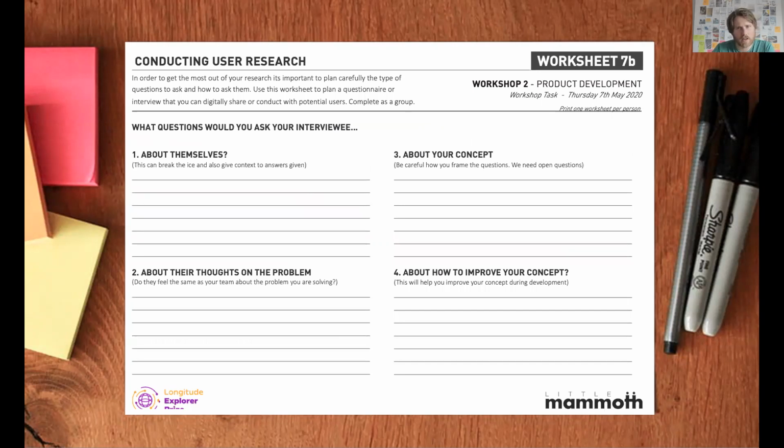And the second sheet goes on to ask you to think about the actual specific questions you're going to ask. So we've broken this down as if you're going to talk to an interviewee. So first of all, ask about themselves. You can use this as a way of creating an icebreaker and to give some context to the answers.